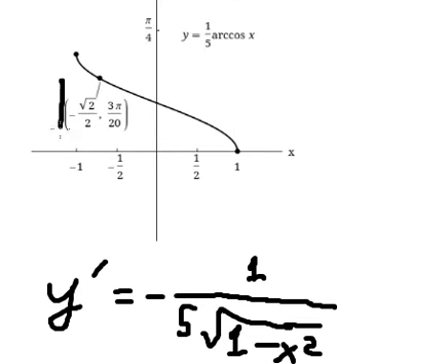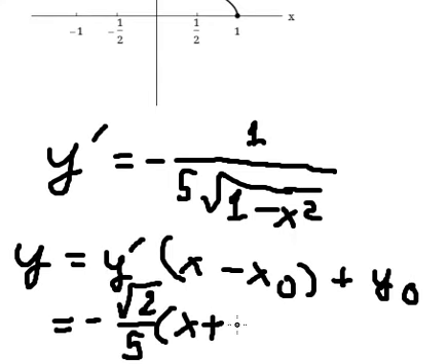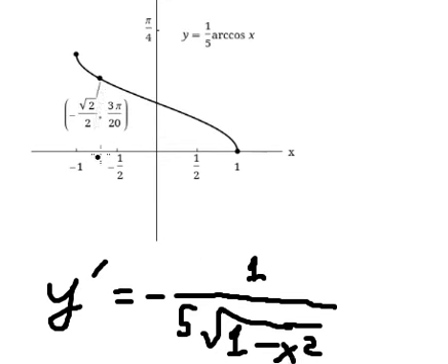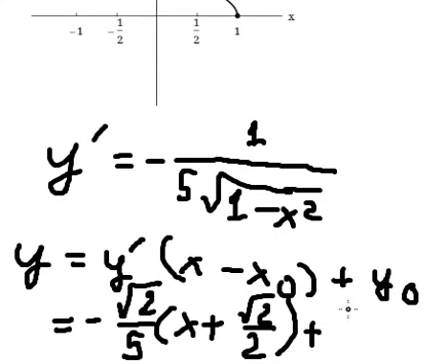x0, that is about this one, but we have the negative sign here. Negative with negative, we have positive. y0, that is about this one, 3 pi over 20.